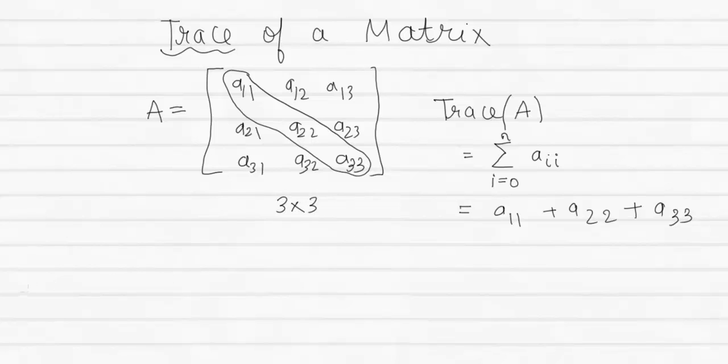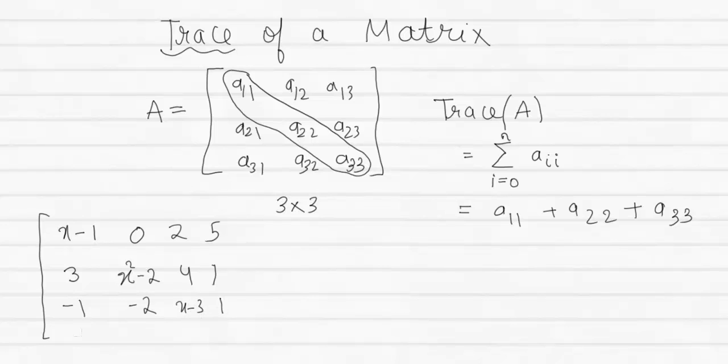It's a 4 cross 4 matrix. So let me try to draw it. x minus 1. So I'm constructing the first row: 0, 2 and 5, and then I have 3, x square minus 2, 4, 1, and then minus 1, minus 2, x minus 3, and 1, and then finally 2, 0, 4, and x square minus 6.